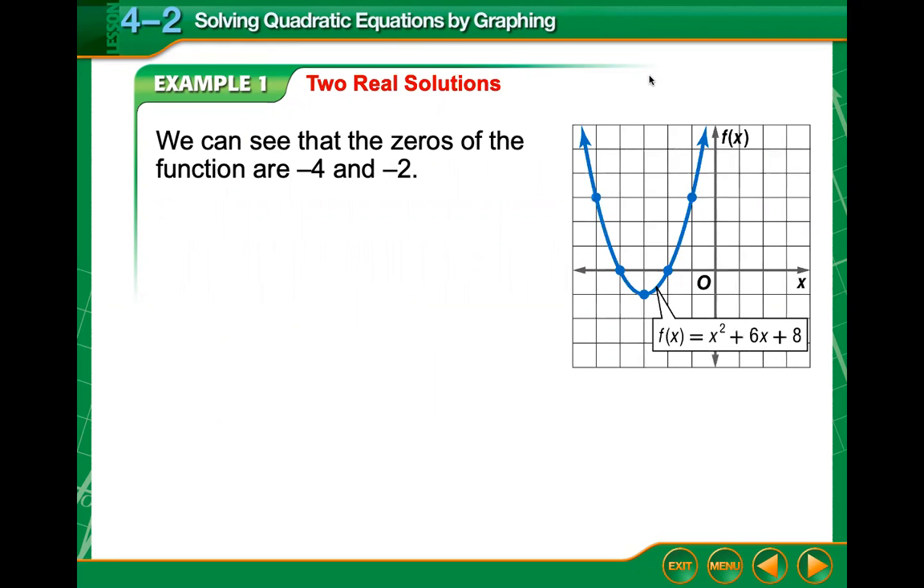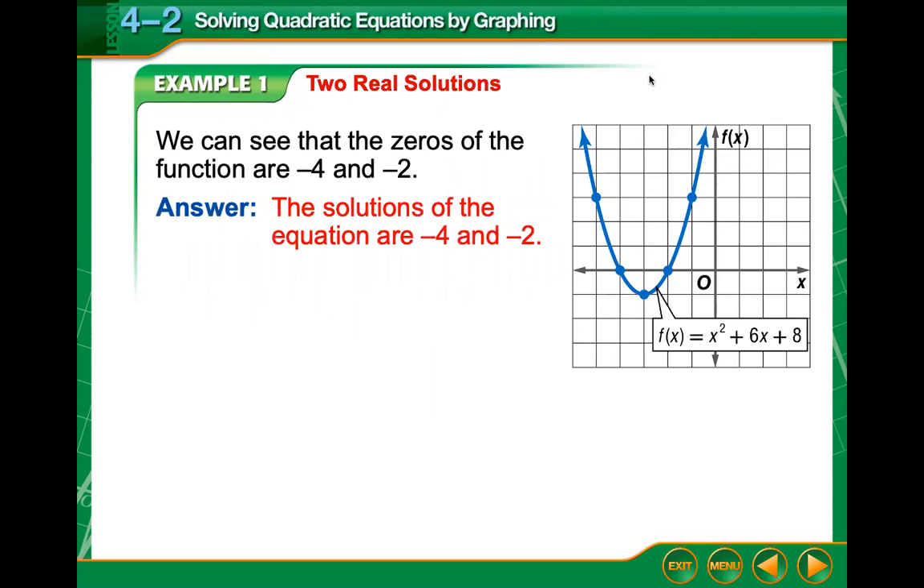So we go ahead and plot this, and we can see that on this function, the zeros are -4 and -2. So when we're looking for solutions of quadratics, you might also hear what are the zeros, what are the solutions, what are the x-intercepts. Those are referring to the same thing here. So our solutions are where they cross the x-axis, which is x equals -4 and -2 here.